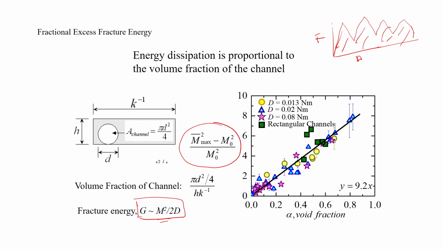Volume fraction of the channel means, within the characteristic length scale, the volume of the channel is like this. From this analysis, one can get the quantity called the void fraction, alpha. Remember that this quantity comes from h into k inverse, the total volume, let us say h into a, volume per unit width of course, and pi d squared by 4 is the volume of this particular channel.